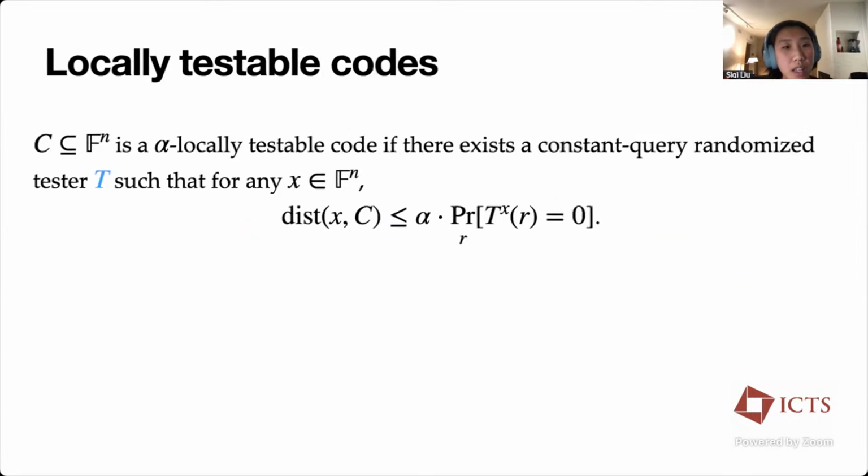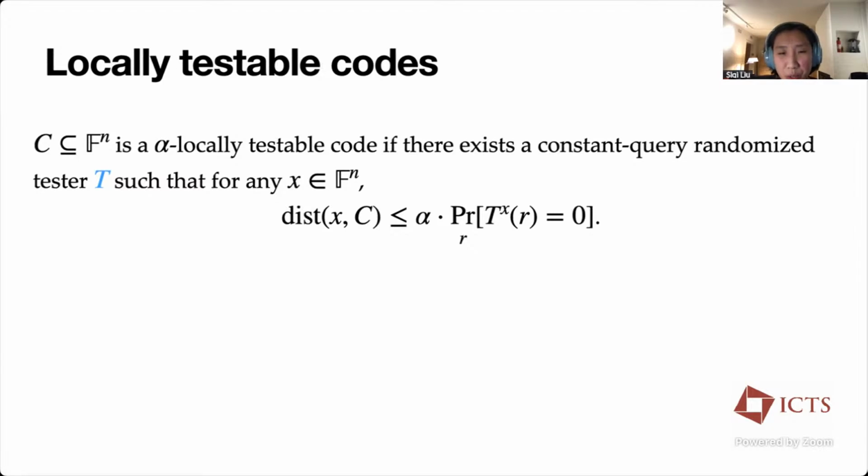Okay, so next we'll recall the definition of locally testable codes. So we say that a code C is alpha locally testable if there exists a constant query randomized tester T, such that when it's given any vector X, the Hamming distance from X to the code space is upper bounded by some constant times the rejection probability of this tester when given the oracle X. So an alternative way of saying this is that if the rejection probability is small, then X must be close to the code space.